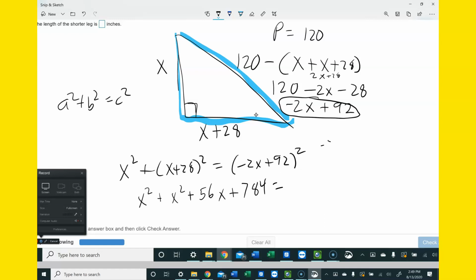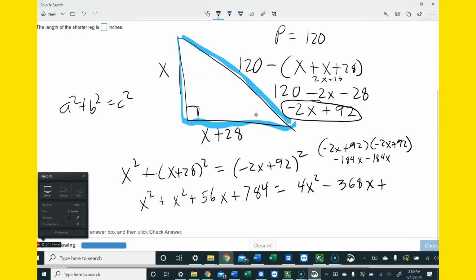Equals, it's negative 2x plus 92 times negative 2x plus 92. That's going to be 4x squared minus 92 times 2, 184x minus 184x. So that's going to be minus 368x plus 92 squared, 8464.